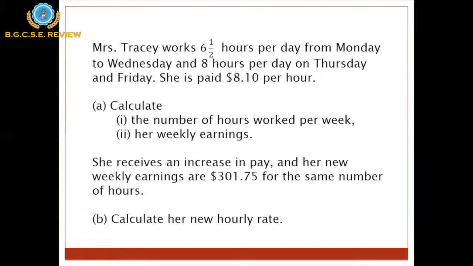So we know from this question that Tracy works 6.5 hours for the first 3 days of the week. And then the next 2 days, she works 8 hours. So from that, we can calculate how many hours she worked for the full week. Then we know she is paid $8.10 per hour. So every hour she works, she's going to get paid $8.10.